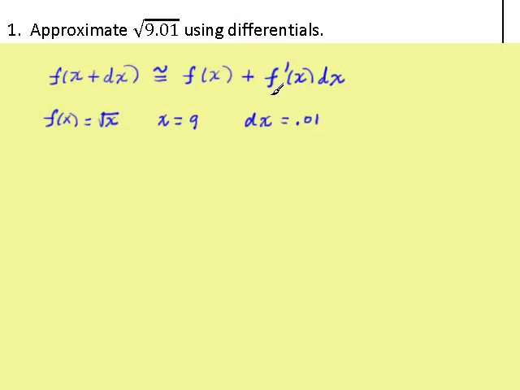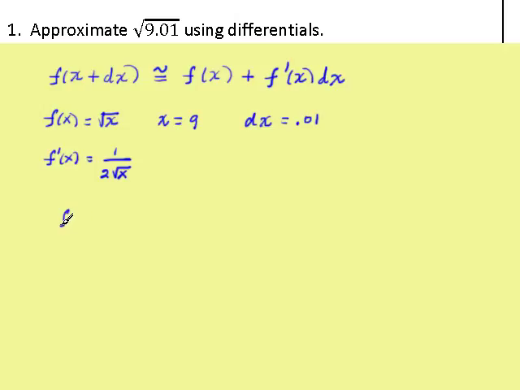To use the differential formula, we need to figure out f prime of x. So f prime of x is equal to 1 over 2 square root of x. Just write this as x to the 1/2 and use the power rule, and you can easily figure out the derivative. Okay, so let's just substitute into the formula now.